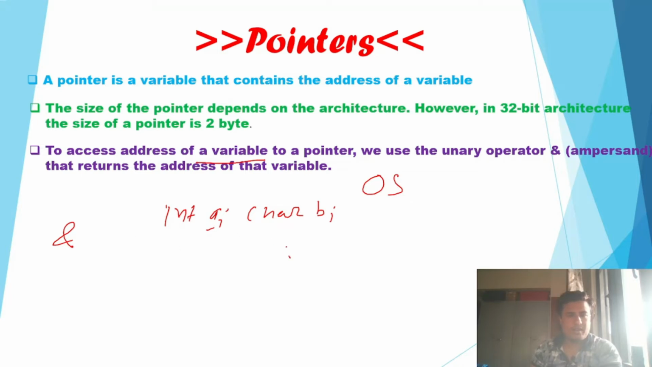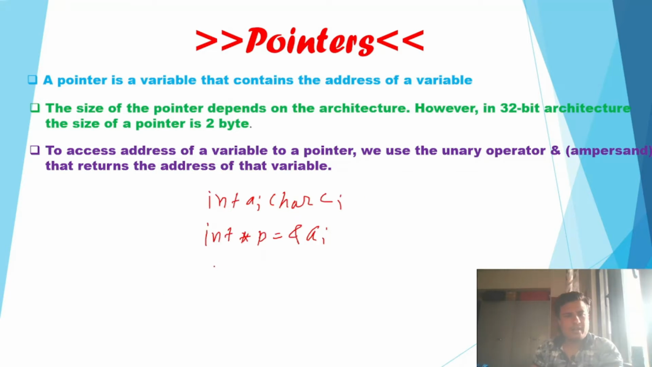If we use the address of a and store it in some pointer variable, then use printf with percent u for unsigned integer, which will cover all the addressing modes, and just print p here, it will actually give you the address of this variable. Okay, so you can imagine the power of pointers here. The unary operator ampersand, remember this.